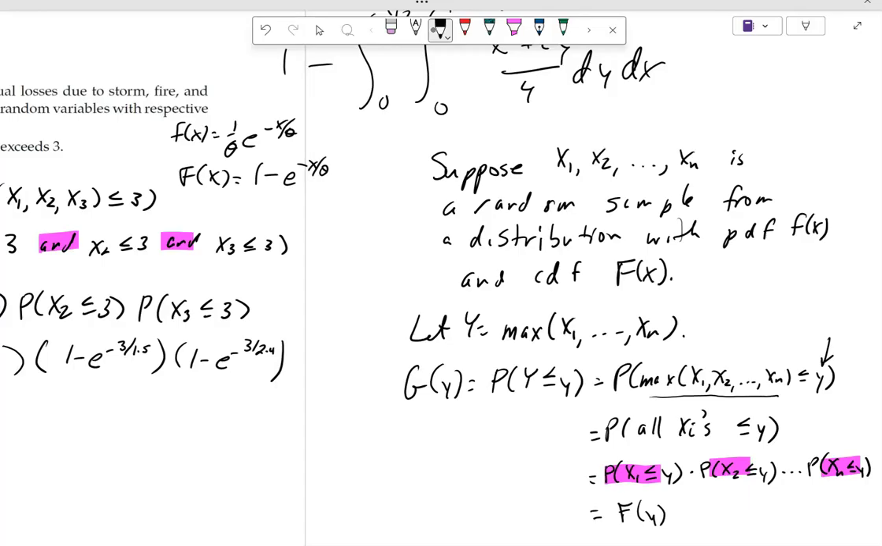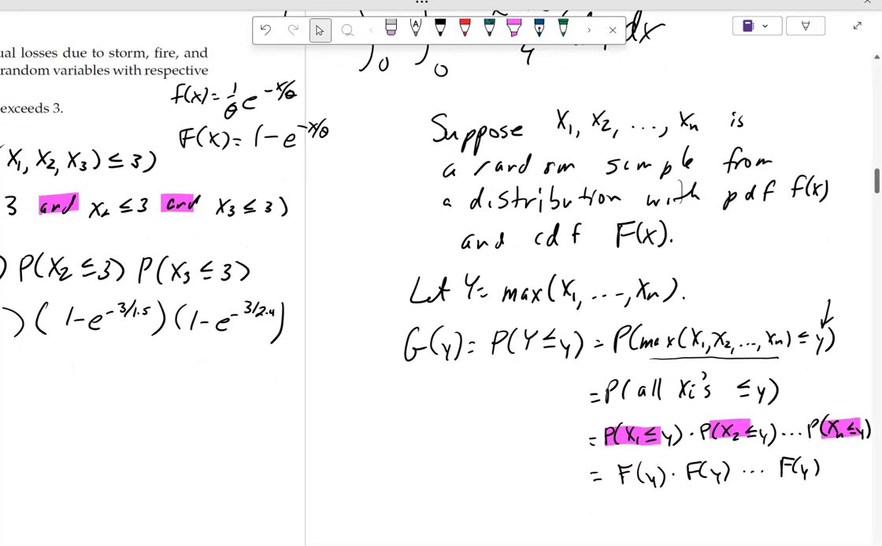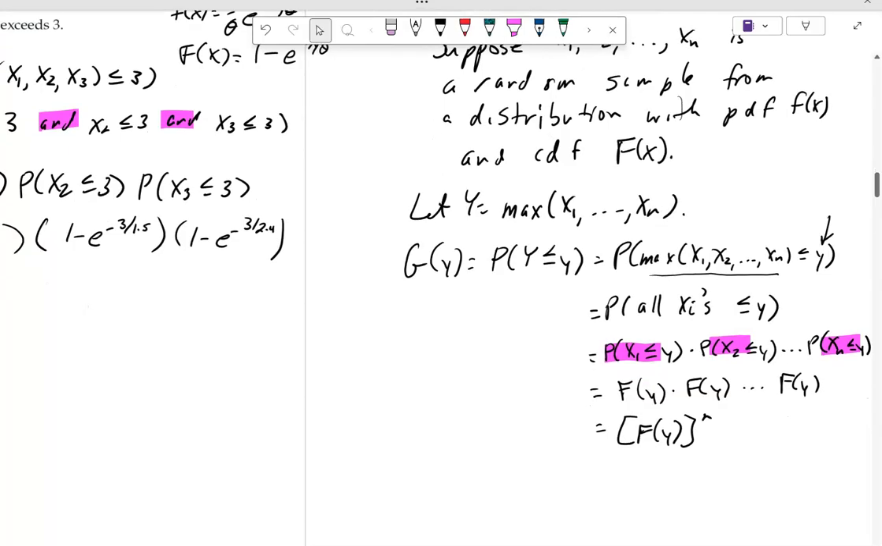What will the next one be? Another capital F of y, all the way out to capital F of y. What's a better way to write that product? Good. F of y to the nth power. Yeah, exactly. Now I have a formula for the CDF. How do I get to the PDF? Derivative, yeah. So little g of y will be capital G prime of y.